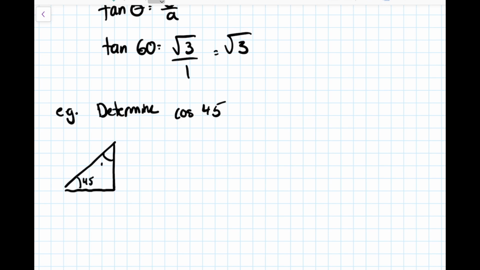So it's 45, 45, and then 1, 1, and root 2. So we have two 45-degree angles, but it doesn't matter which one you work with because the side lengths are also the same. So if we do cosine of 45, remember cosine is adjacent over hypotenuse. So regardless of which 45 you're working with, the adjacent for both of them is 1, and the hypotenuse is root 2. And so that is our cosine ratio for 45 degrees.